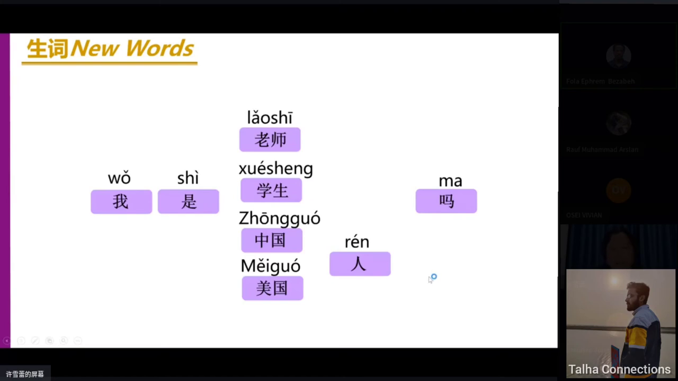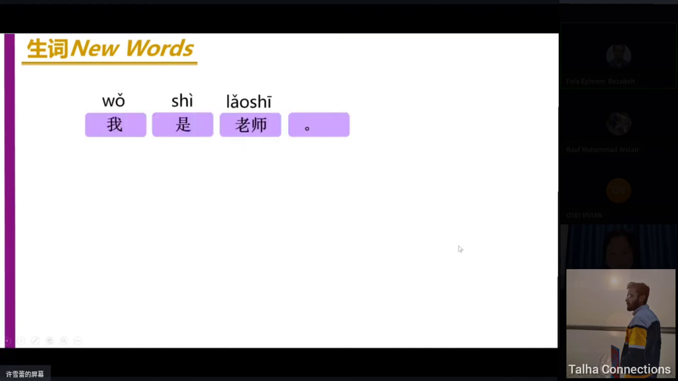And yeah, also, last time, we learned the structure, somebody, 是, which means someone is. For example, 我是, just like I am. So, yeah, look at the sentence. 我是老师, which means I am a teacher. Now, at the end of the sentence, there's a period or the full stop. Now, the Chinese way to write full stop is a small circle. Yeah? Instead of a dot, it's a circle. Yeah, a small one.